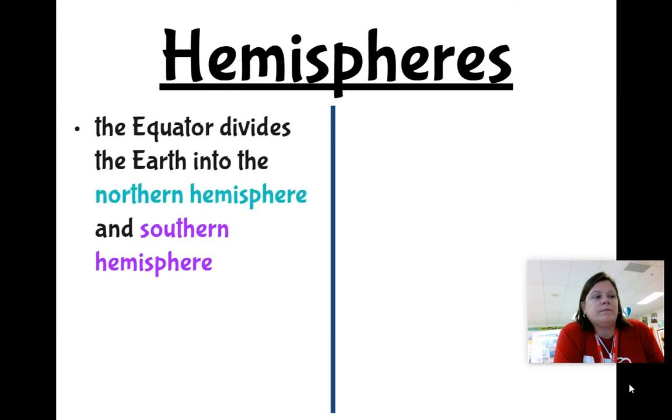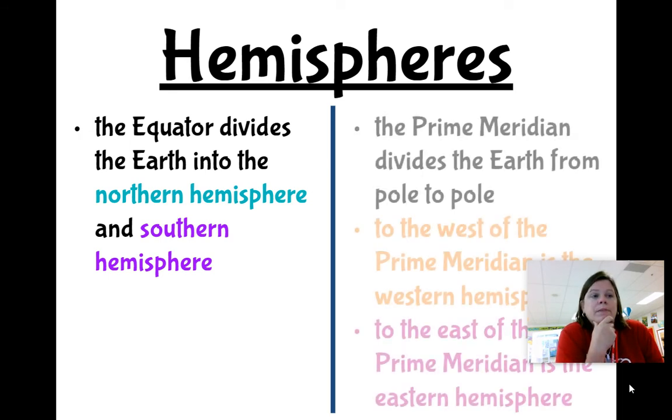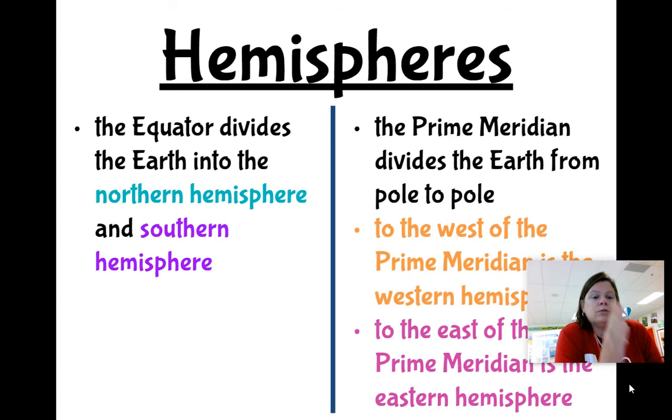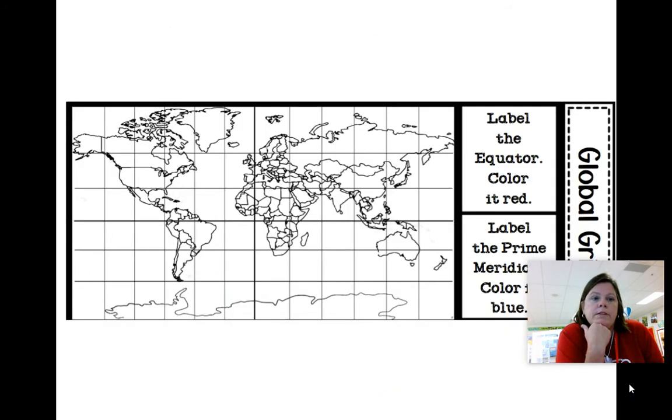Now, let's look at the difference here. The equator divides the Earth into northern and southern hemispheres, and we have a picture of that we just looked at, and we're going to draw it today in our notebook. The prime meridian, which runs north and south, divides the Earth from North Pole to South Pole. To the west of the prime meridian is the Western Hemisphere, that's where America is, and to the east is the Eastern Hemisphere. So let's take a look at this global grid.